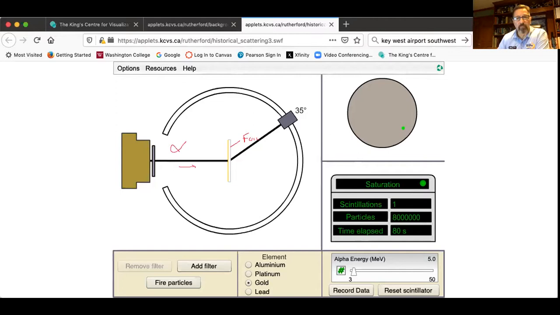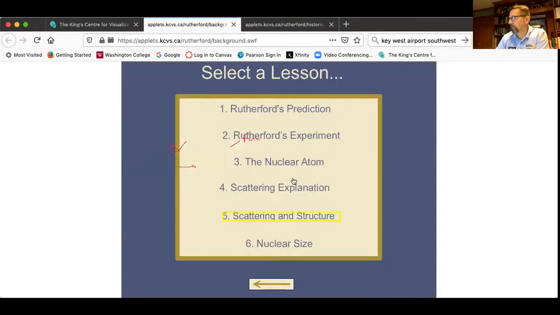All right. So anyway, everybody good on what the experiment looks like? Okay, so now we'll look at some of the results that Rutherford got.